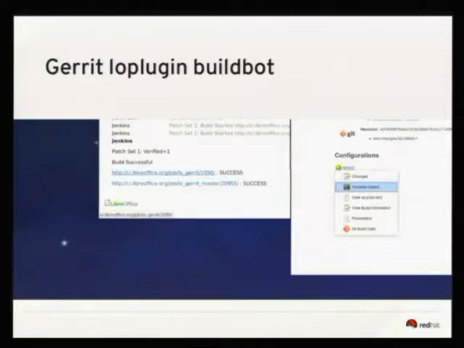Oftentimes, it's trivial things, like there's a plugin to check that you didn't use the null macro, but instead used the C++11 null pointer, or there's a plugin that checks whether a member function could be static. So these are easily fixed. Then there are more beefy ones, like one checking for misuses of VCL pointer stuff, where it's not okay, for example, to create them on the heap or on the stack and stuff like that, so we check for that.